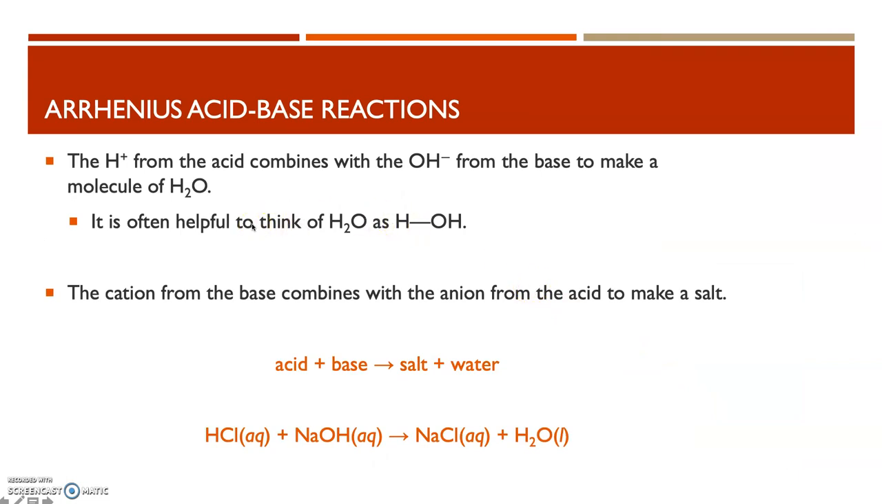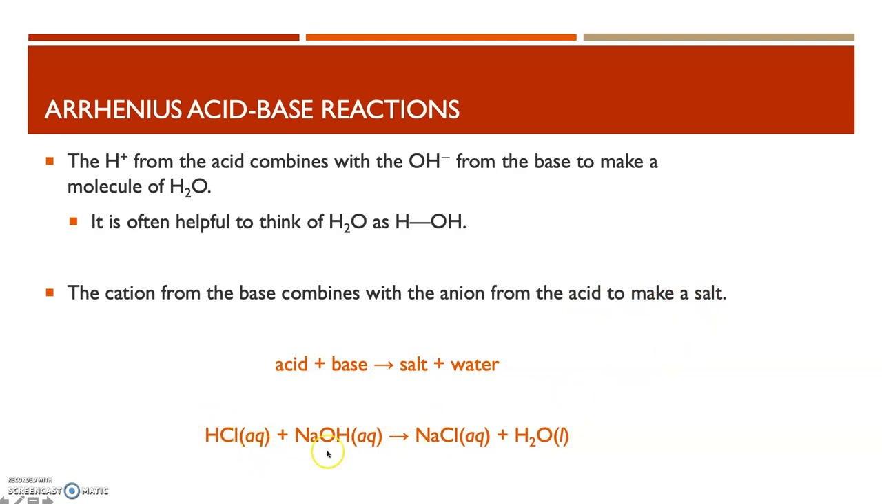Arrhenius acid-base reactions, then: if you add an acid to a base, then the hydrogen ion that was dissociated from the acid combines with the hydroxide ion dissociated from the base to make a molecule of H2O. So you can often think of H2O as being made up of a hydroxide plus a hydrogen. So that makes a water molecule. The cation from the base combines with the anion from the acid, that's the leftover stuff, to make a salt that's typically an aqueous salt.